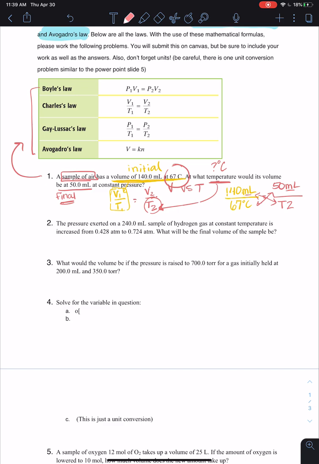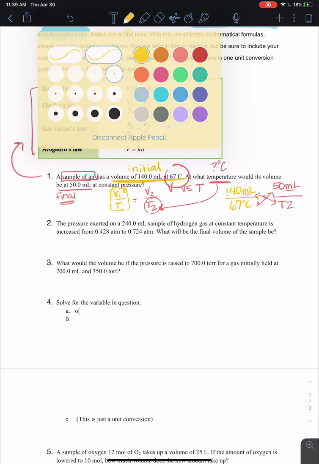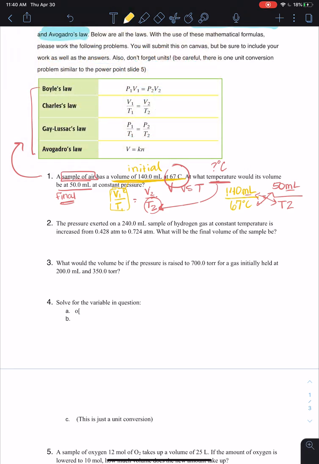So the second one says, the pressure exerted on a 240 ml sample of hydrogen gas at constant temperature is increased from 0.428 atmospheres to 0.724 atmospheres. What will the final volume of the sample be? So the first thing that we have to do is find our initial situation and our final situation. Our initial situation says you have a 240 ml sample of hydrogen, and the initial pressure is 0.428 atmospheres of pressure. Then we're going to change the pressure from 0.428 to 0.724. And then it asks, what is the final volume? So we're looking for the final volume.